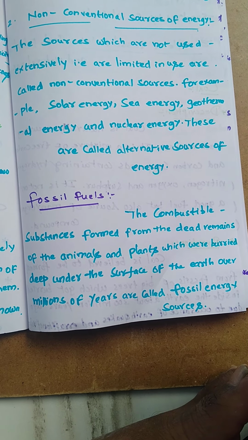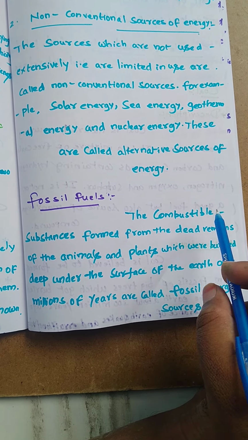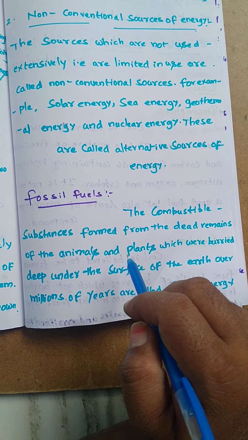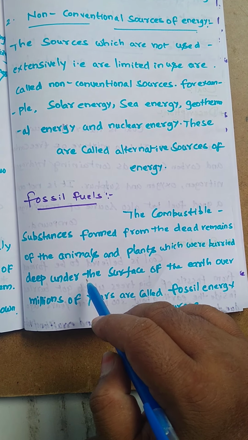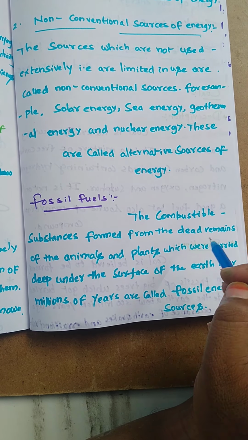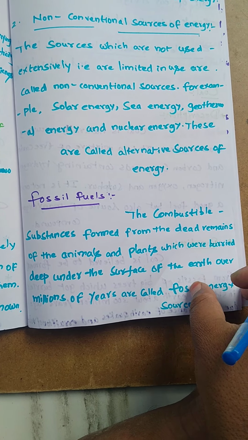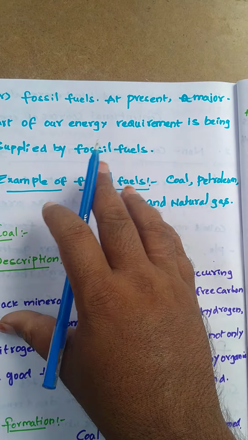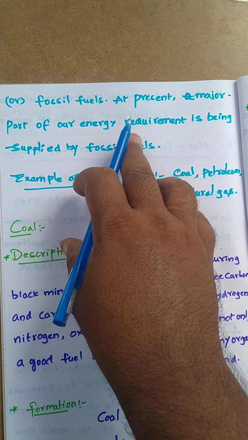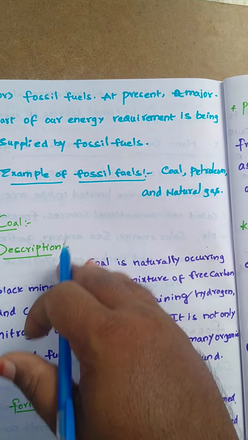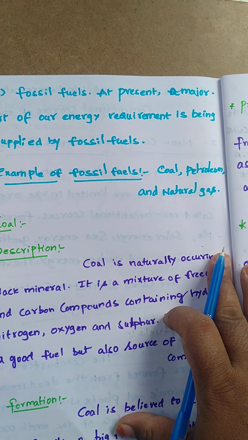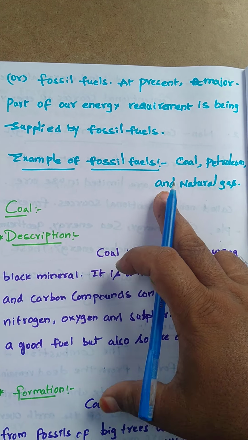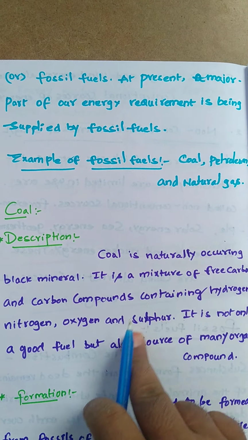Again, I will repeat, this is important, dear students. The combustible substances formed from the dead remains of animals and plants which were buried deep under the surface of the earth over millions of years are fossil fuels. At present, a major part of our energy requirement is being supplied by fossil fuels. Examples of fossil fuels are coal, petroleum and natural gas.